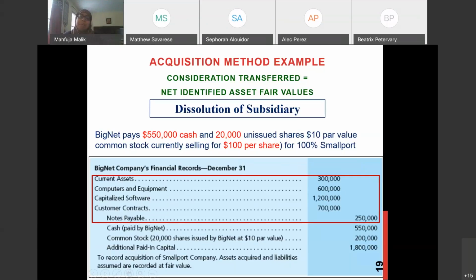Now the credit part is what? The credit part is what you paid. You, meaning BigNet, you are the parent. So you paid cash. Cash is gone, so you credited cash. You issued stocks.